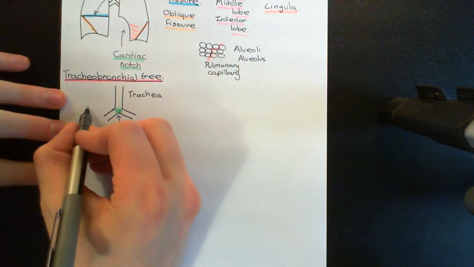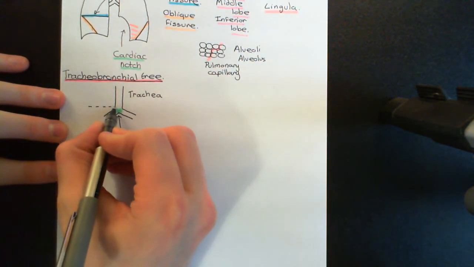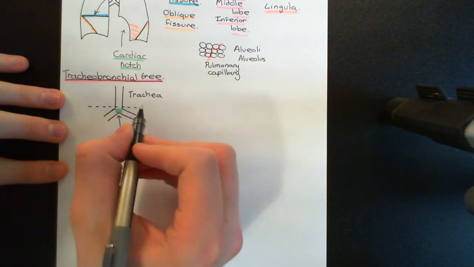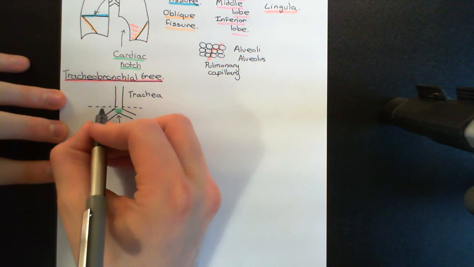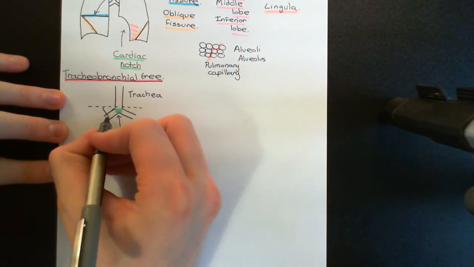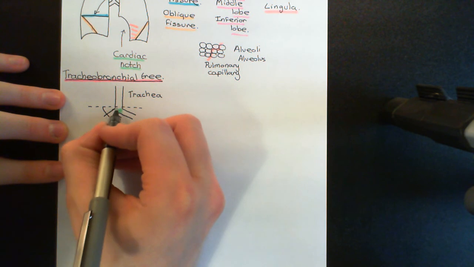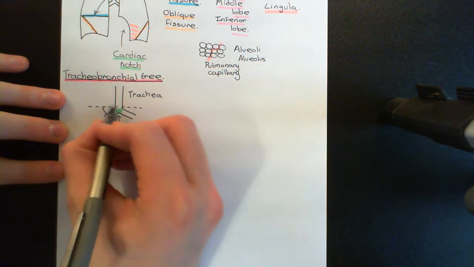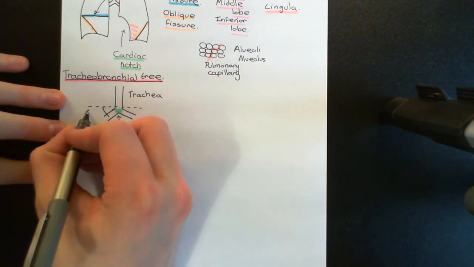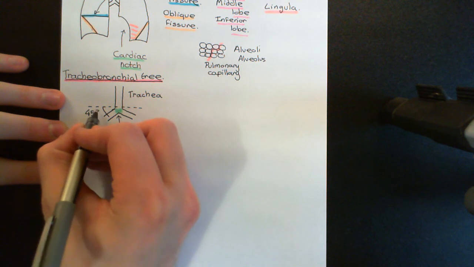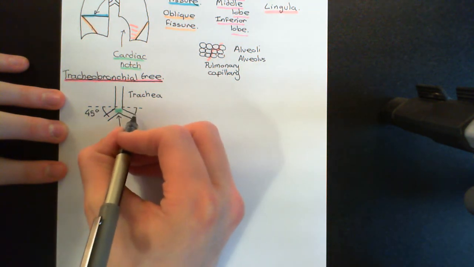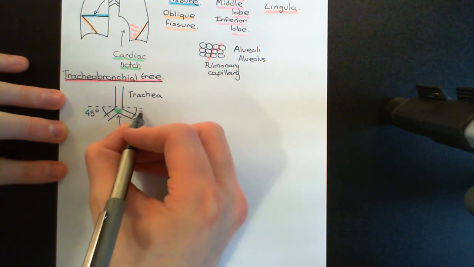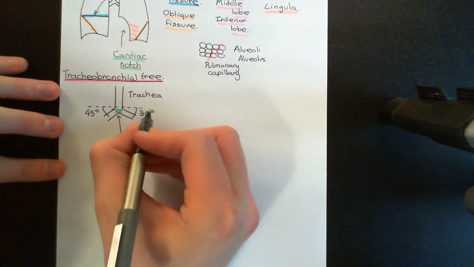Okay, now let me talk about the different angles that the right main stem bronchus and the left main stem bronchus make with this horizontal line, because this actually is reasonably important to know about. The angle that the right main stem bronchus makes with this horizontal line is usually quoted as being around 45 degrees, whereas the angle that the left main stem bronchus makes with this horizontal line is usually quoted as being around 30 degrees.